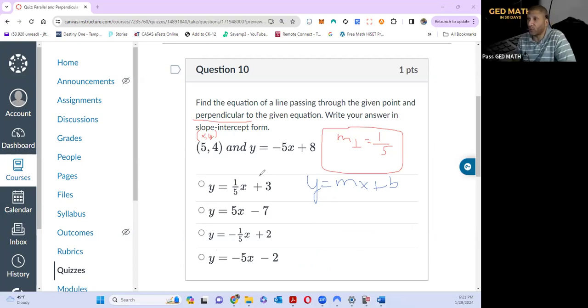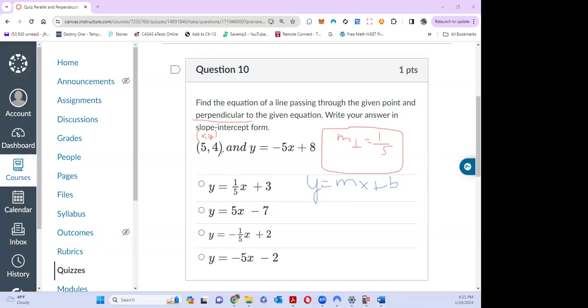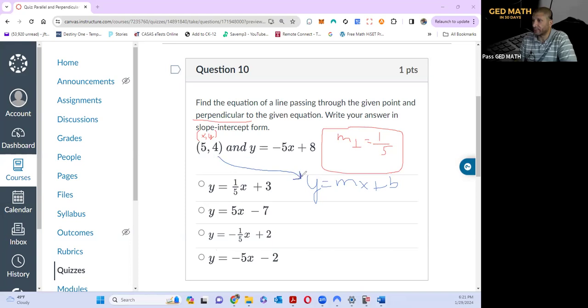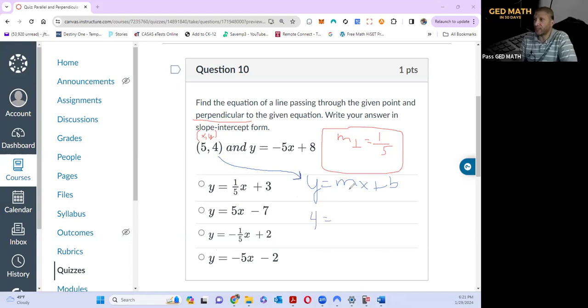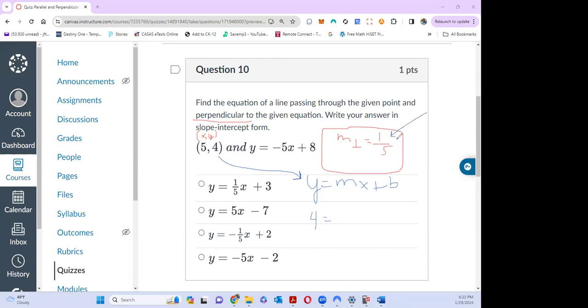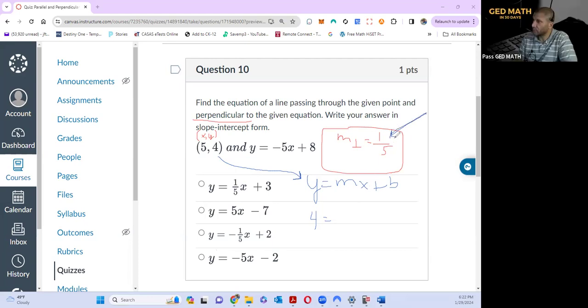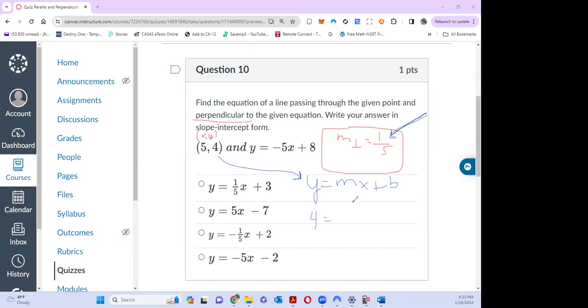Where did you get y is 4 from? From the 2 points. You don't have 2 points, you only got 1 point. So y equals 4. What's my slope? -5. No, what's my slope? -1/5 because it's perpendicular, 1 over 5. We changed it, 1 over 5.